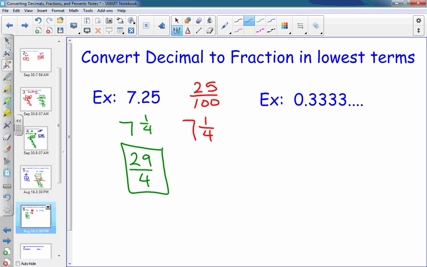Now I'm not going to do this next example because that is just another repeating decimal one. I already showed you once how to do that. If you want to try that yourself, you can. The answer should be 1/3, okay?